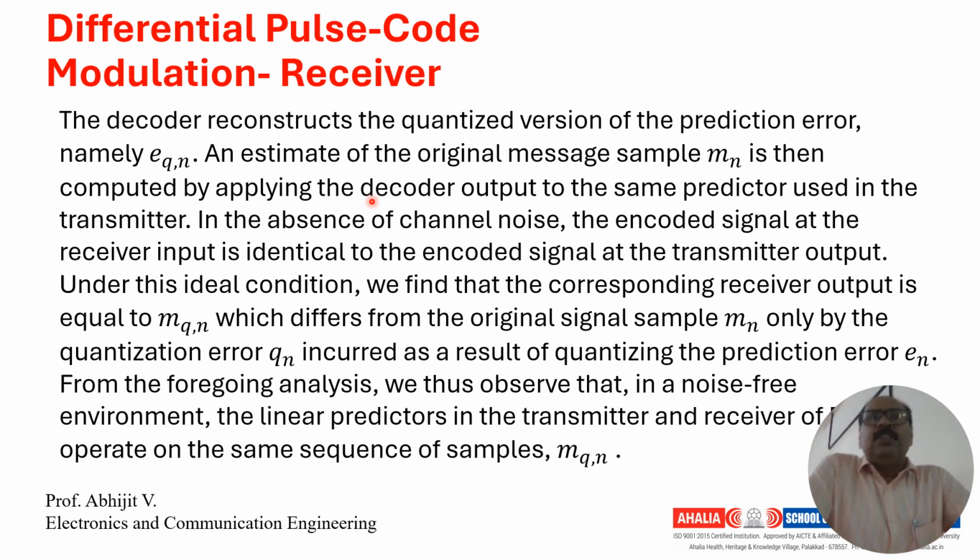Let us consider that there is no channel noise. In that case, the encoded signal received at the receiver input is the same as the encoded signal at the transmitter output. So this is an ideal condition. Under this ideal condition, the corresponding receiver output, m_q[n], differs from the original sample Mn only by the quantization error Qn incurred as a result of quantizing the predictor. The only difference we have is Qn. So it is possible for us to reconstruct the original signal.